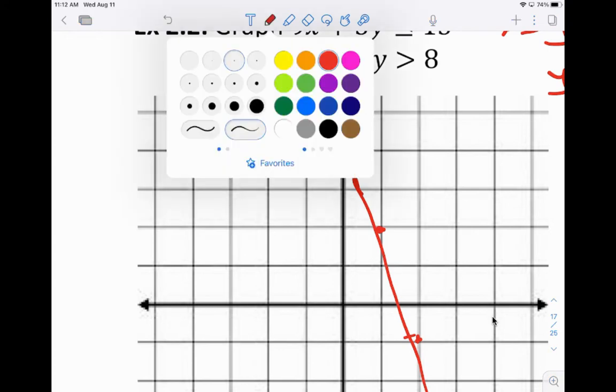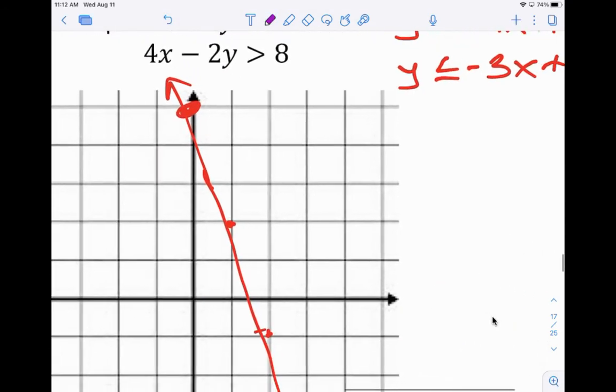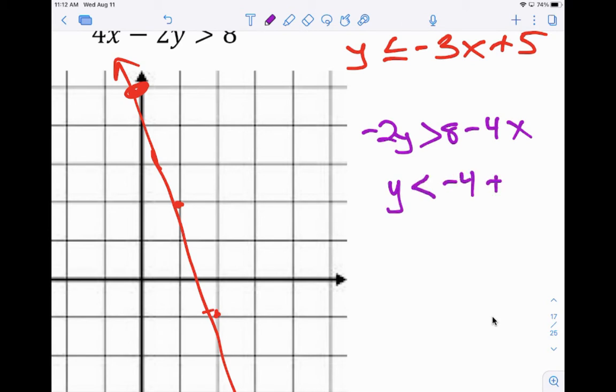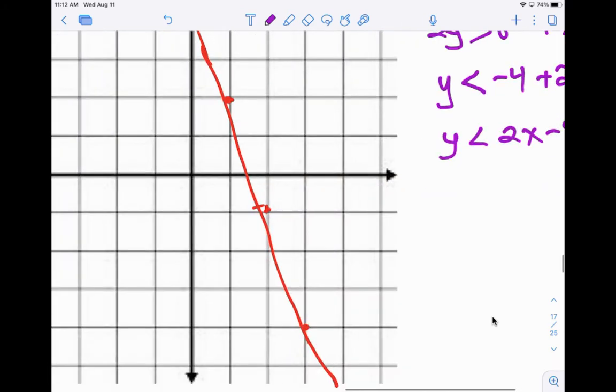All right, and then we can rearrange the other one. We have negative 2y is greater than 8 minus 4x. If we move that 4x to the other side, now I have to divide by a negative 2, and so I'm actually going to turn around my sign. I get negative 4 plus 2x, or if you prefer, 2x minus 4, but it is a less than, not a greater than. So we'll go to minus 1, 2, 3, 4.